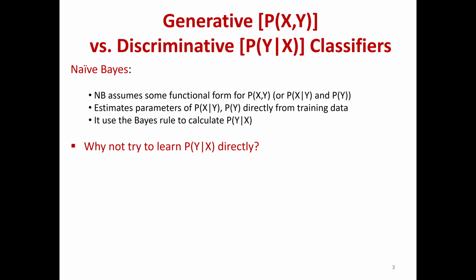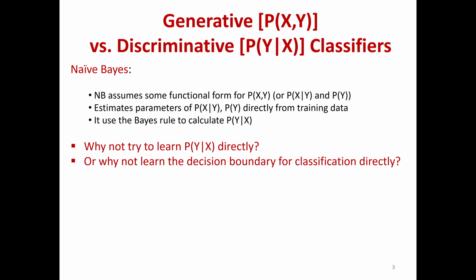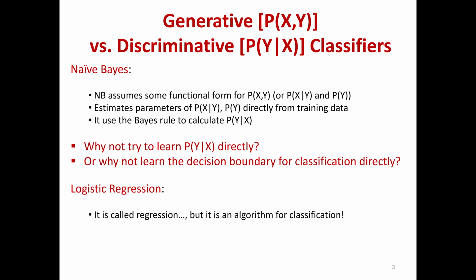Another class of algorithms argues that in order to solve classification or regression problems, it's enough to estimate P(y|x), and we don't need to estimate the full joint distribution. These algorithms are called discriminative methods. Logistic regression is one such discriminative method for classification problems. It's important to mention that although this method is called regression, it is actually an algorithm for classification.